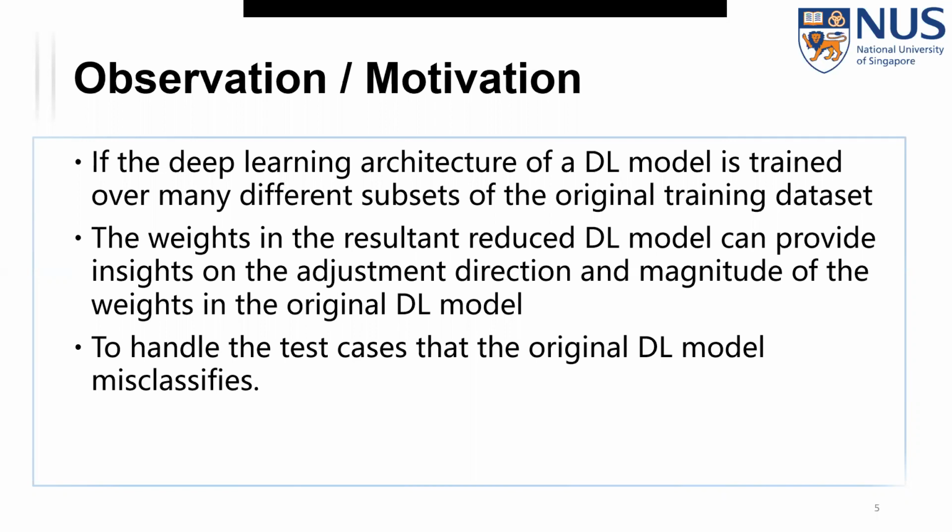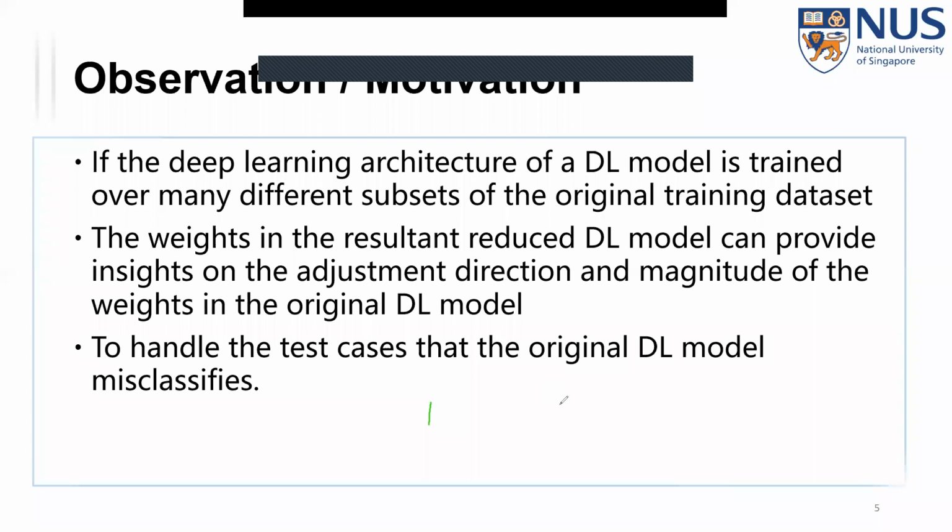So the motivation is just that it can provide some insight, right? The insight is actually that it will use the average of the correct input weights as a direction to make the original model go in that direction so that it can make a more correct prediction. For example, I have a weight of 1, and the resultant reduced DL models have 2 and 3. There are two resultant reduced models which can predict correctly for this data. So maybe this 2 and 3 gives the direction and the magnitude of the weights to update, like I would move 1 to 1.5 or even 2 to make the model predict correctly.